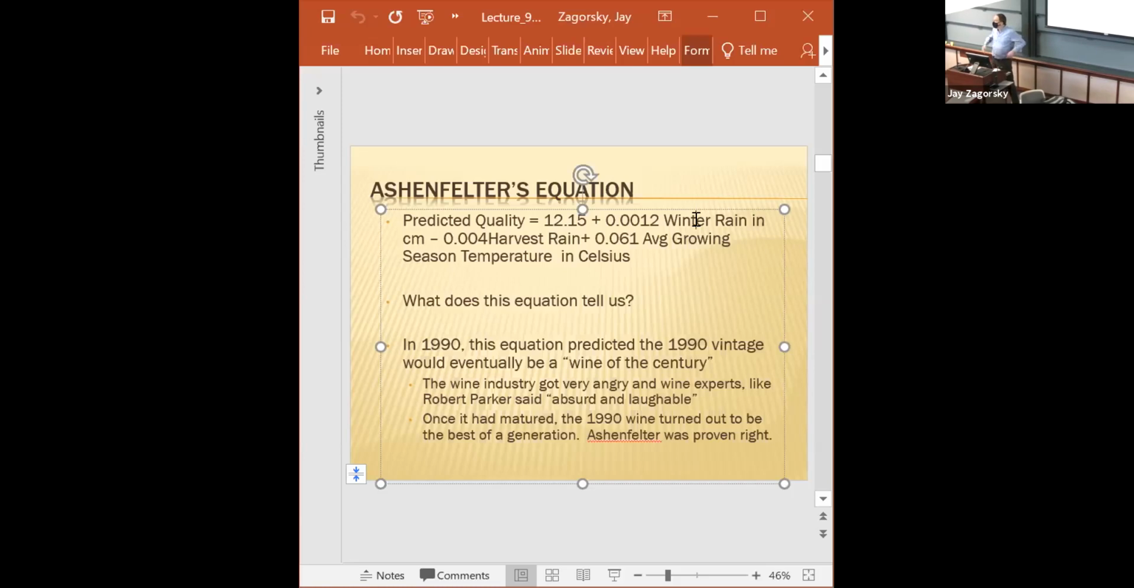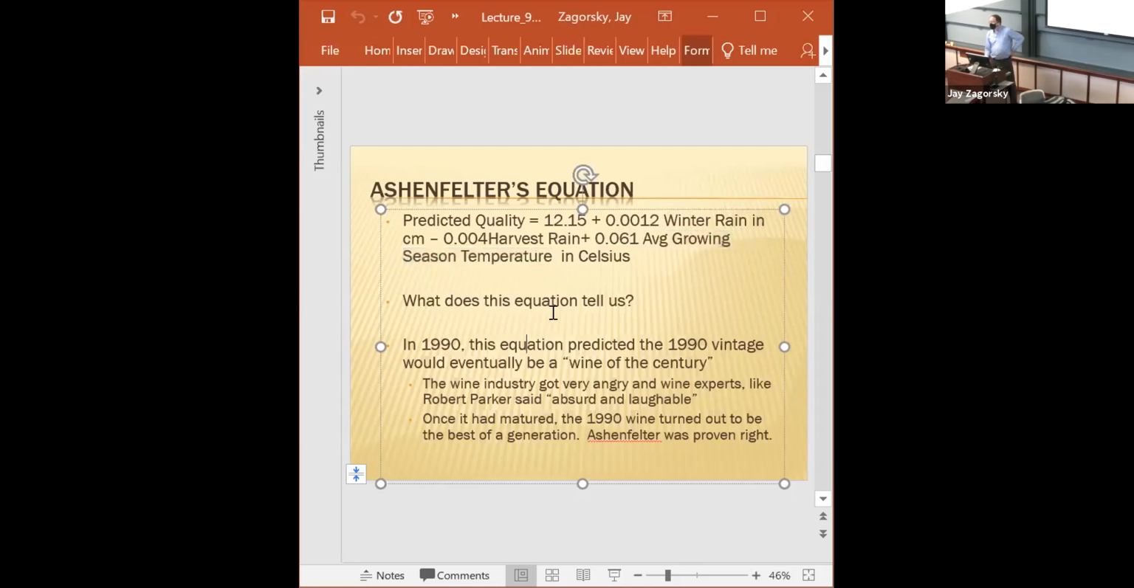So it's how much rain showed up in the winter in centimeters times 0.012, minus 0.04 times how much rain showed up during the harvest season, basically September, but it's slightly different in Bordeaux, but let's not get into the days they call the harvest season. Plus 0.06 times the average growing season temperature in Celsius. So all he did was he didn't taste any of the wine. He looked at rain in the winter, rain during the harvest, and average temperature during the summer. That was it, 3 small factors.